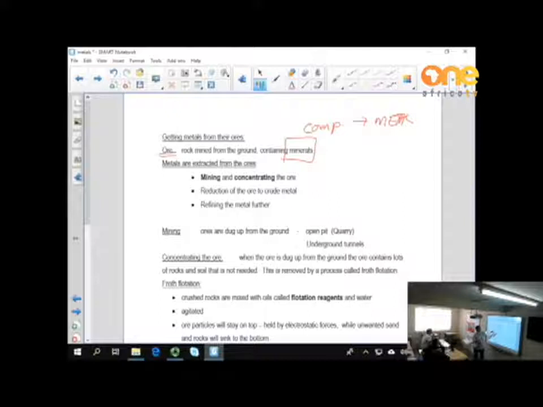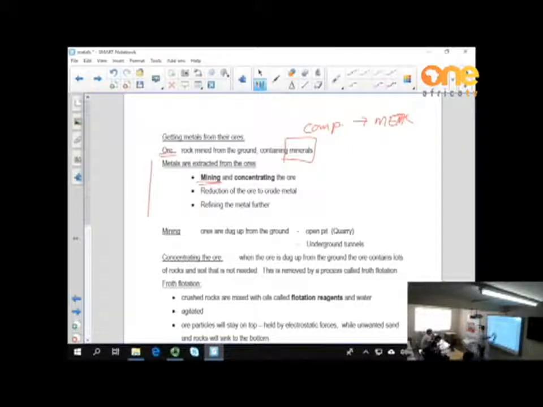Now, together with the ore, this desirable part, there is lots of undesirable stuff: sand and parts of rocks, parts of the stuff in the ground that we don't want. That has to be removed. So when we look at the extraction of the ore, the first part is the mining. That's when they dig the rocks up from the ground.